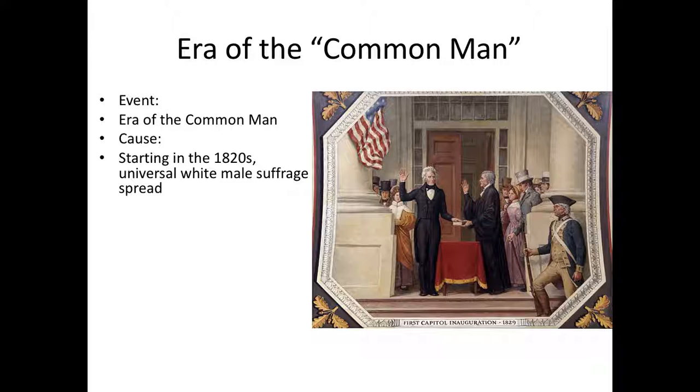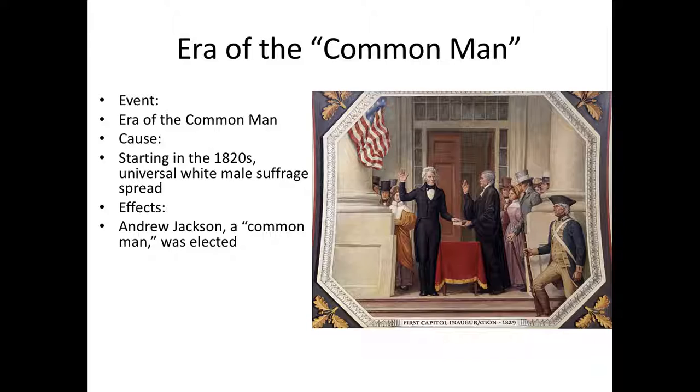And what happens when common white men can vote? Well, they vote for what they see, or who they see as one of their own. They vote for Andrew Jackson, who was considered to be a common man. Now, by the time he becomes president, he's a decorated war hero and he's very wealthy, but he did have common man origins, and he did maintain a more common man lifestyle. There was a lot of spitting of tobacco that occurred in the White House whenever he was president, for example.